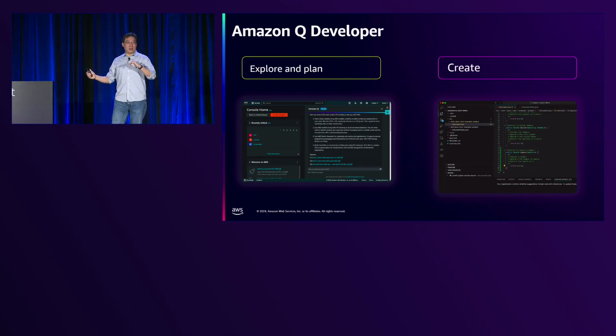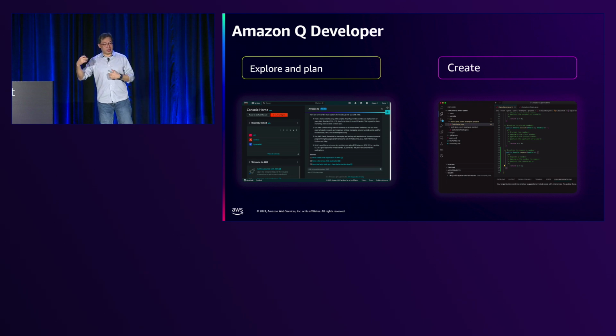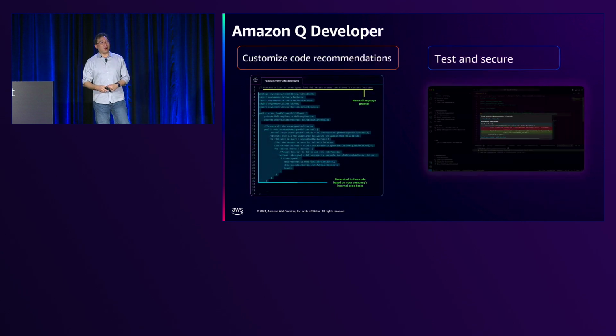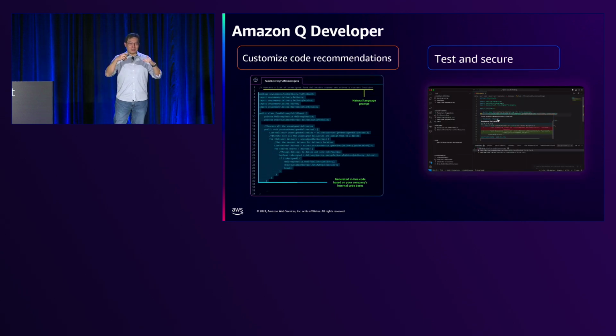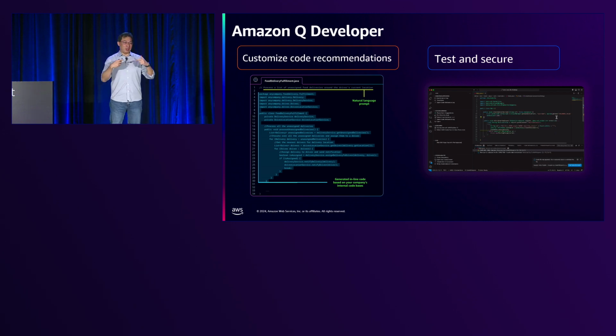And the Q developer can suggest how you can code this. Of course, you can change that. And the more you code, the more it can learn. Q developer can learn from your style, and it can also learn from the history of your project. So the more you do, the more it can customize the recommendation based on your style and the coding projects you have done in the past.